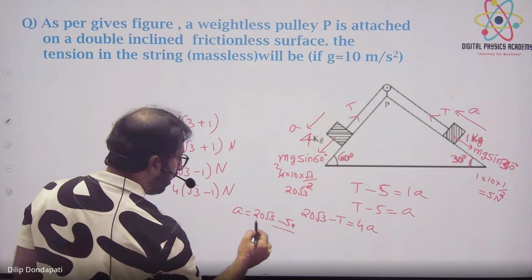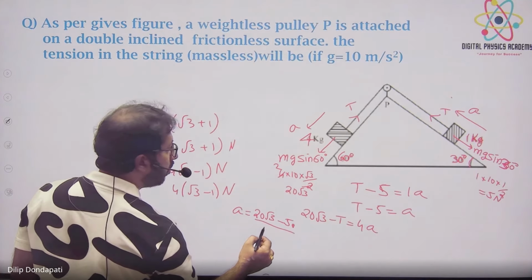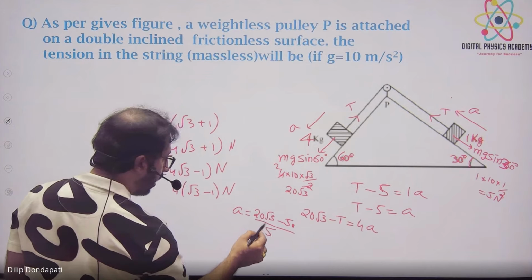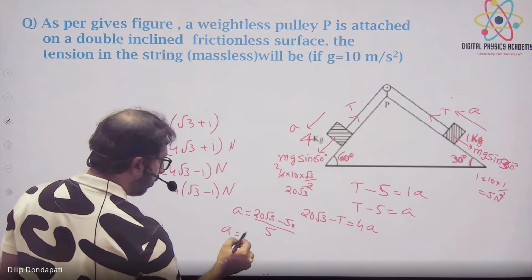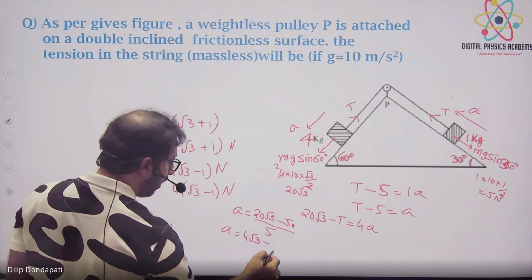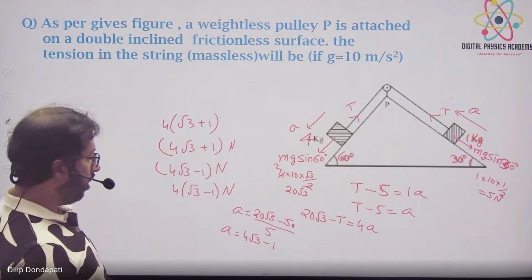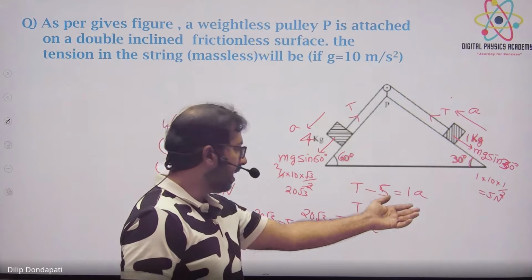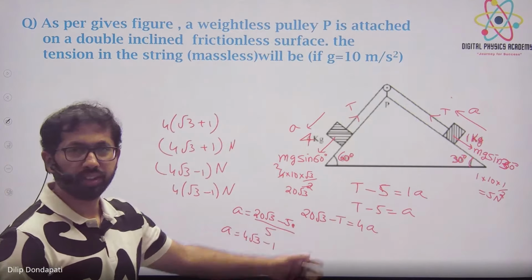Sir, I got a is equals to 20 root 3 by 9. 5 by m1 plus m2, 5. So if I take 5 common, so ये acceleration कितना होगा? 4 root 3 minus 1, right? Now substitute इधर इधर भी आ जाएगा. और एक ही जगह में लगा ना टेंशन आ जाएगा. क्यों उधर क्यों टेंशन ले रहे हो? So if you get acceleration, T minus 5 equal to a, you'll get 20 root 3 is equals to 9a.